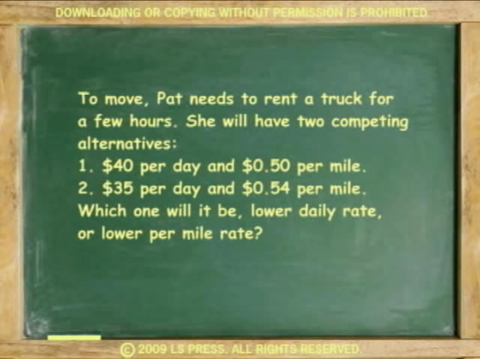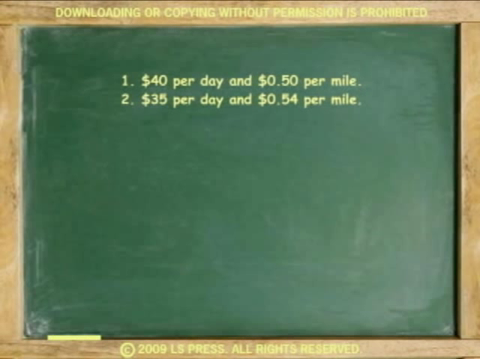Which one will it be? Lower daily rate or lower per mile rate? Obviously, the answer rests on the number of miles she plans to drive. Select the lower per day alternative if the trip is short, or the lower per mile alternative if the trip is long. In any case, we must find the miles number where the total cost of both alternatives is the same. We could solve the problem by trial and error, or we could write two linear equations that represent the conflicting alternatives and do it faster.